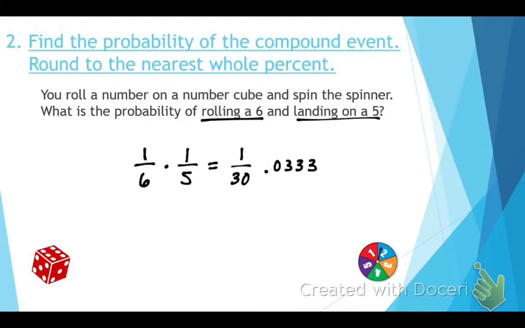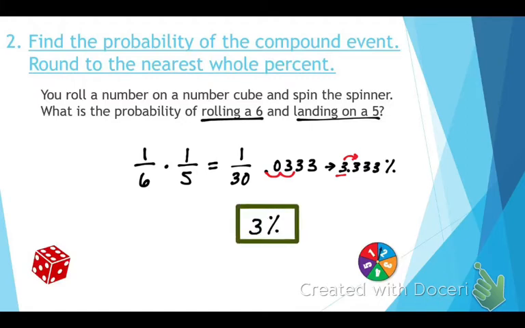Okay, now we've got to turn this into a percent. Okay, so now I've got 3.3 repeating percent. Okay, I want that rounded to the nearest whole number. The whole number is checking. Should it bump up or stay the same? It's going to stay the same. So what's my answer? There is a 3% chance that that would actually happen.